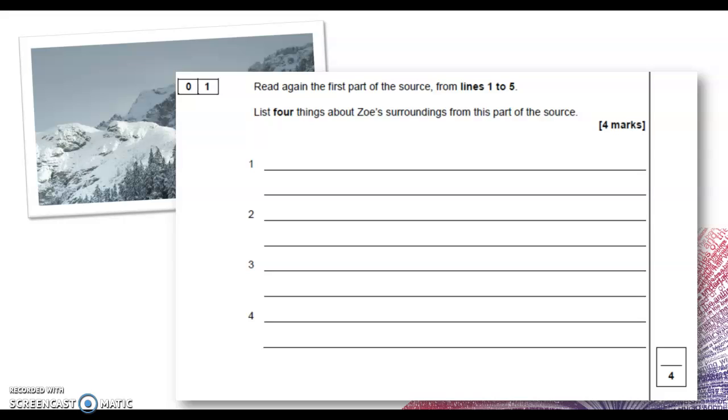It gives you the space to record the 4 things that you're being asked to list, and it reminds you that these are from lines 1 to 5. So only from that section of the text, and this is worth 4 marks, up to a maximum of 4 marks.